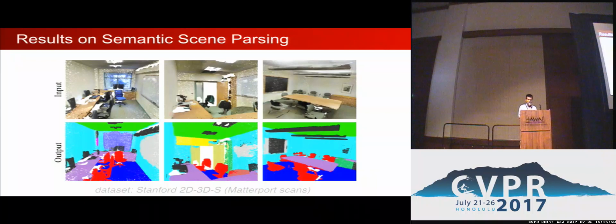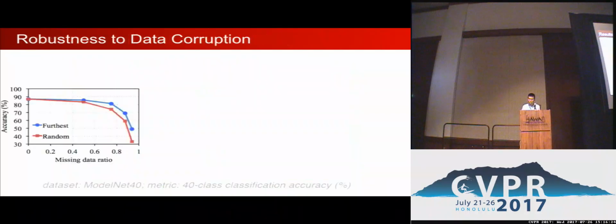We also show results on semantic scene parsing. Given an input point cloud, which is a fused scan from a Matterport scanner of indoor offices, we can segment the point cloud into different semantic regions as shown here. The first row is the input, second row is the output. So it does a pretty good job on that as well. Amazingly, this is basically the output of our first run on this task. And as I saw this, I was a bit surprised as well.